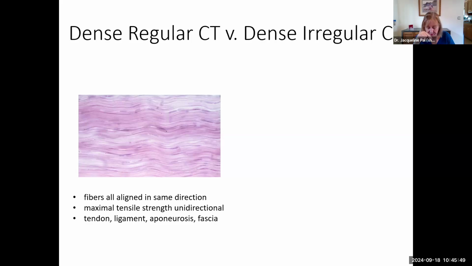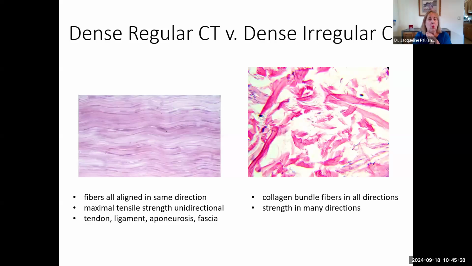Now, as opposed to dense regular connective tissue, we have dense irregular connective tissue, which, as you can see, has fibers in every direction. These are going up and down. These are going sideways. These can go back and forth. Okay. This gives us strength in multiple directions, right to left, front to back, up to down. This is what we have in our skin, surrounding our joints, surrounding our heart, surrounding our soft organs, because we need strength in multiple directions.